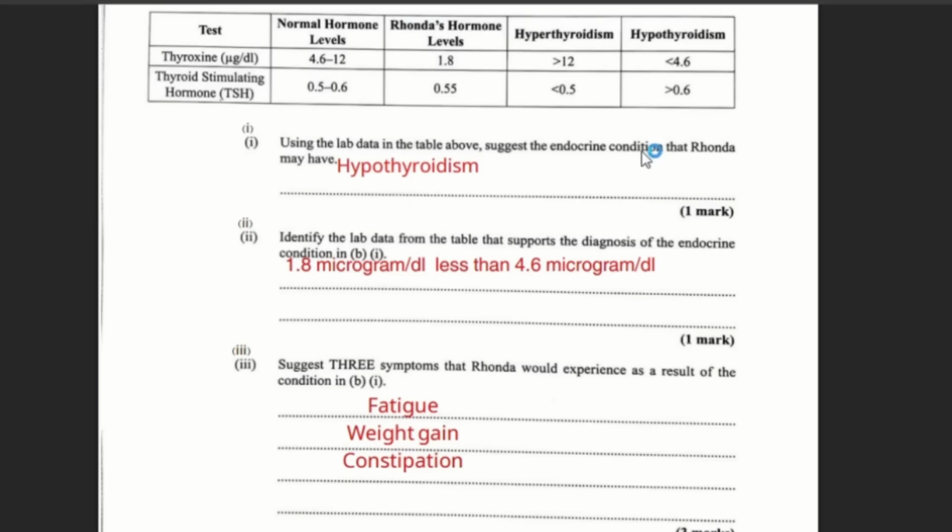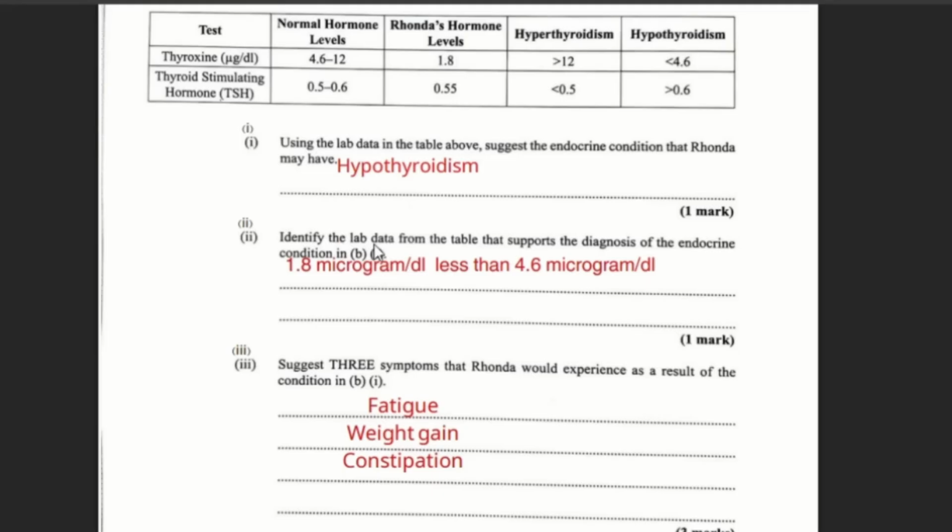So what we're going to look at is the thyroxine part here. This is saying that if the value for the patient is less than 4.6, and she has 1.8, it means that they have hypothyroidism. If her value was greater than 12, then she would have hyperthyroidism, right? But because her value is less than that, the answer is going to be hypothyroidism. So anyways, that's the answer.